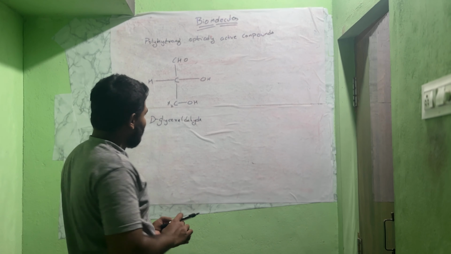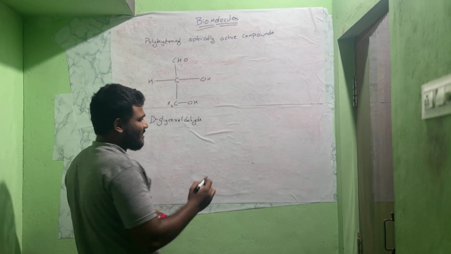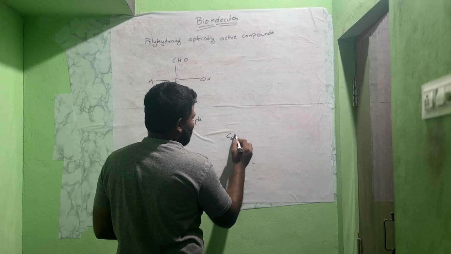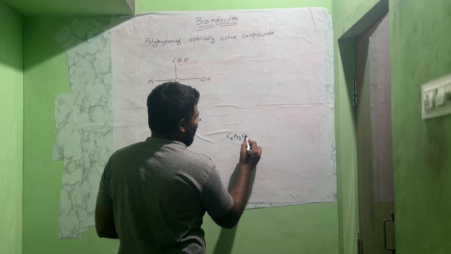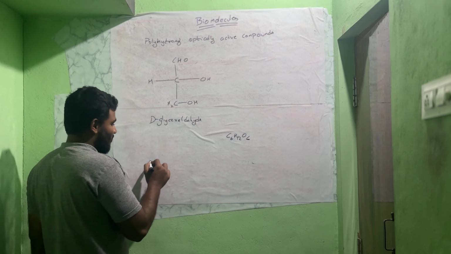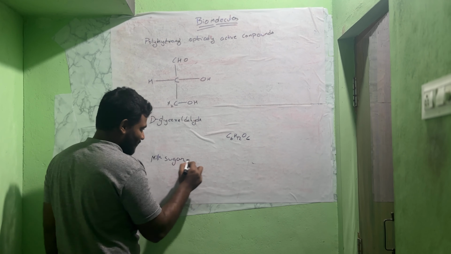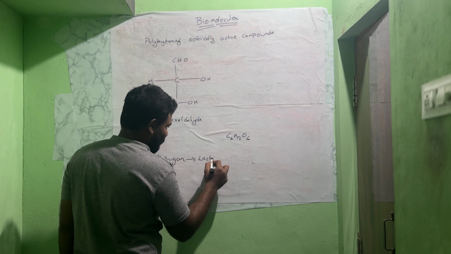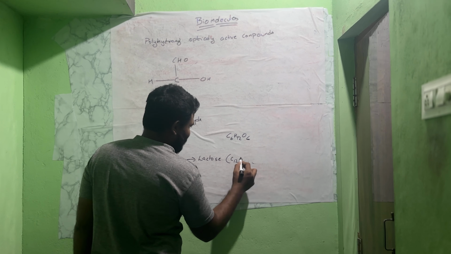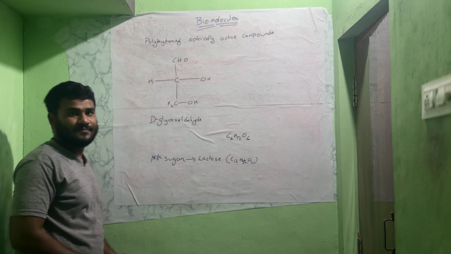If you see, the most commonly used sugar is known as sucrose, that is C6H12O6. And milk sugar is known as lactose. Remember this one. Milk sugar is known as lactose, C12H22O11.